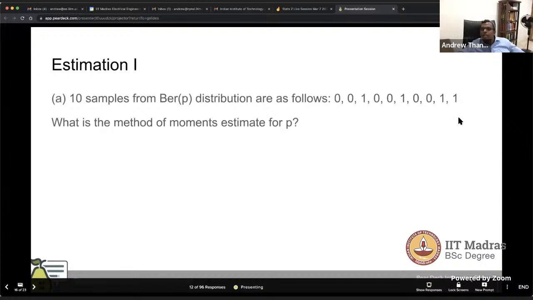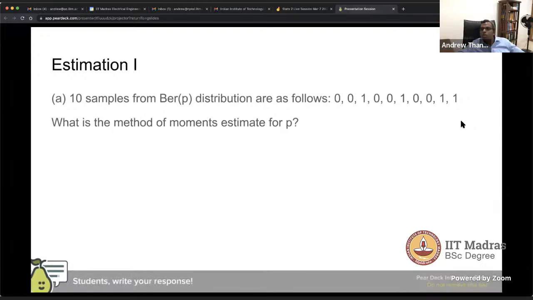Okay, somebody is putting the answer here. You should not put the answer here. You should go to joinpd.com. I thought I'd have the privileges to.